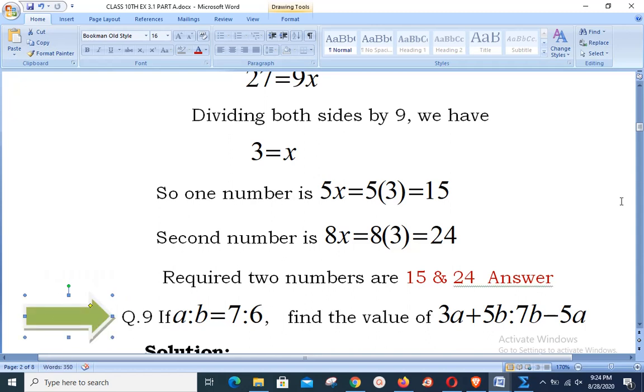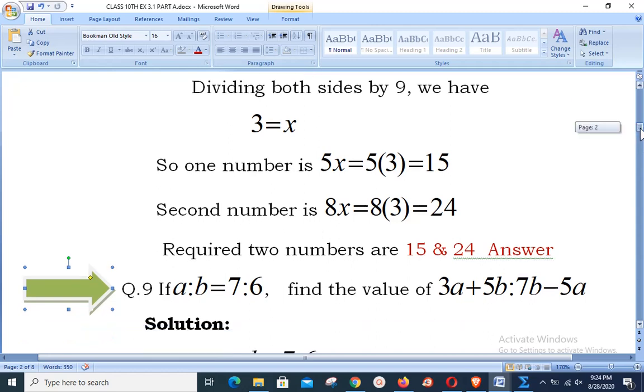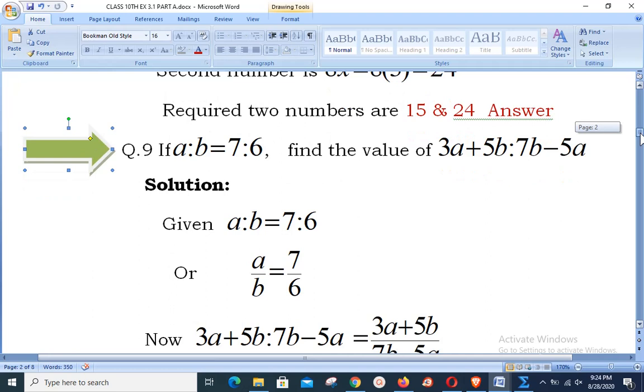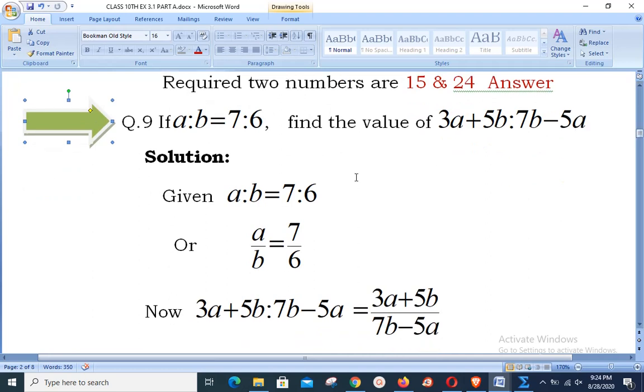Dear students, it is a very important question. The same kind of question came in the past in the board exams. What does this question say? It says if a ratio b is equal to 7:6, find the value of 3a plus 5b ratio 7b minus 5a. Starting our solution, we are given a ratio b is equal to 7:6.